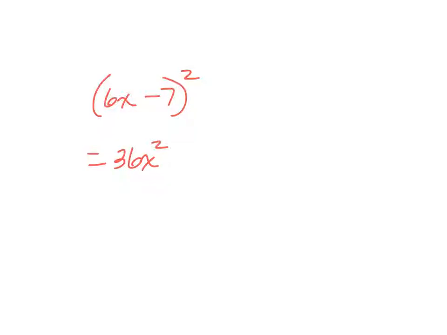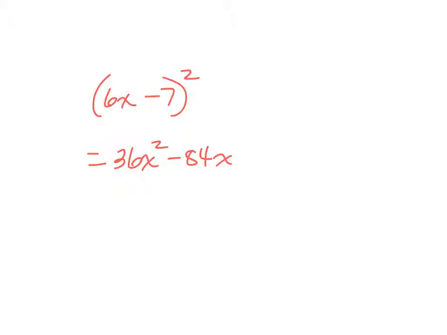Now, how am I going to get the middle term? First on the second. So what is the first times the second? 6x times negative 7 would be what? Negative 42x. And then do what with that? Times 2. What's negative 42x times 2? Negative 84x.